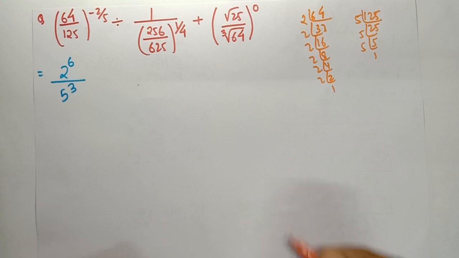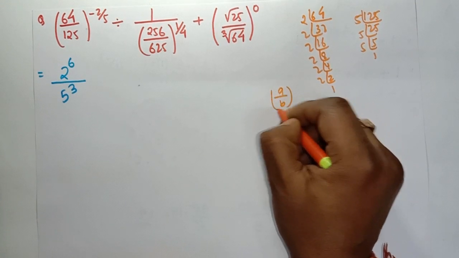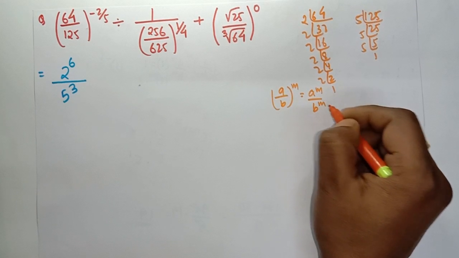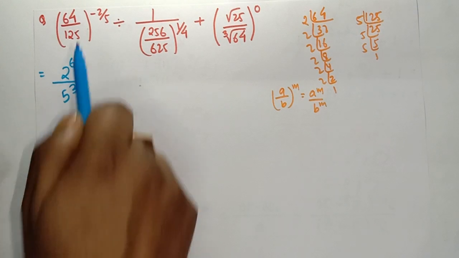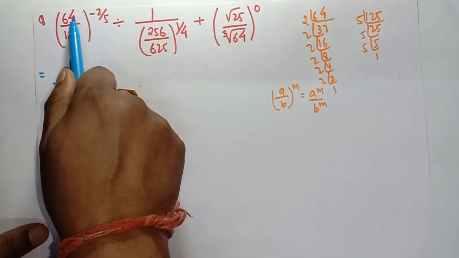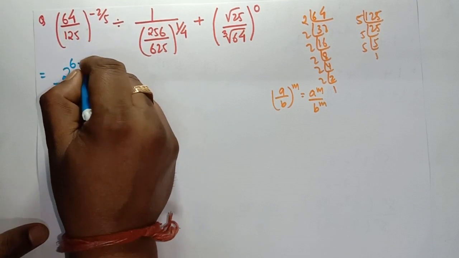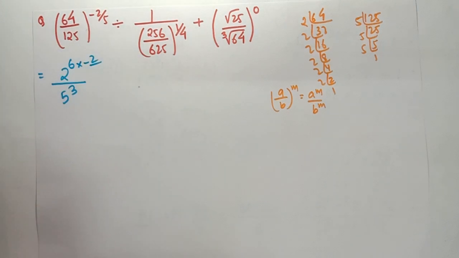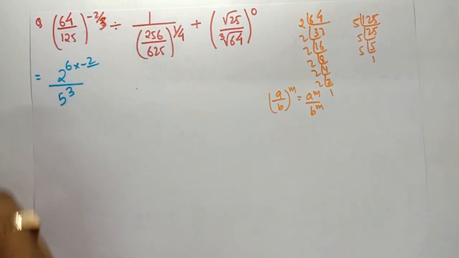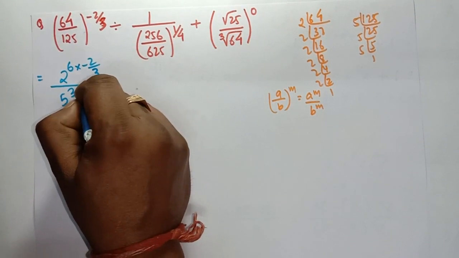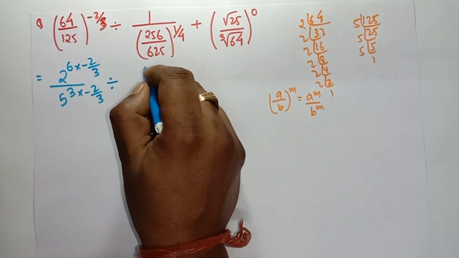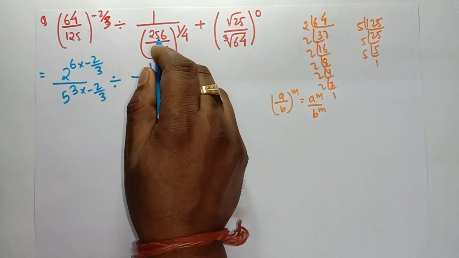There is one rule we have already discussed: (a/b) to the power m. This m belongs to a also, a to the power m, and this m belongs to b also, b to the power m. Similarly here, this power belongs to this also, and this belongs to this also. That means I can write this as minus 2 by 3. This is your 2 by 3, this is your 2 by 3. So this will be your 2 to the power 6 by 3 into minus 2 by 3, now divided by the second term. Now this also you have to change, 256.